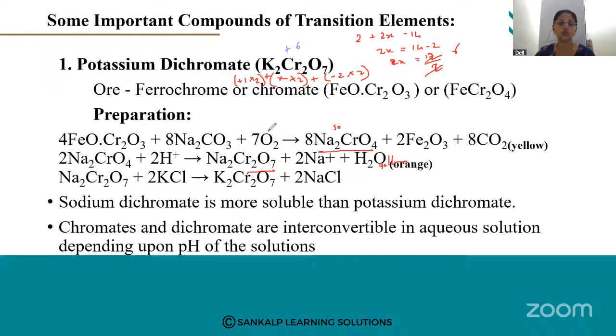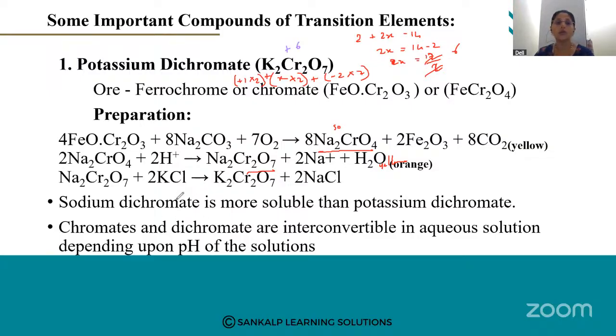There, the mixture is roasted in the reverberatory furnace, where you get a yellow colored mass of sodium chromate. This sodium chromate is then extracted with water. The filtrate contains sodium chromate. That filtrate is treated with NaOH and O2, and there it is converted to sodium dichromate. The sodium dichromate is finally treated with KCl to form potassium dichromate.